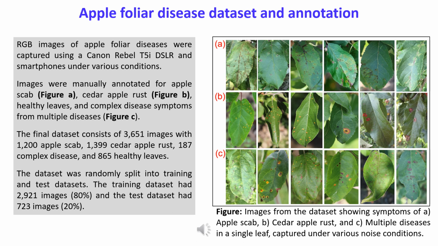The figure shows images from the dataset showing symptoms of A. apple scab, B. cedar apple rust, and C. multiple diseases in a single leaf captured under various noise conditions.